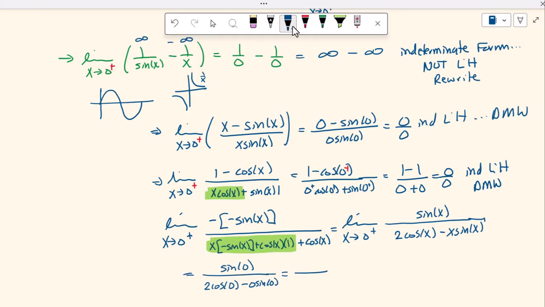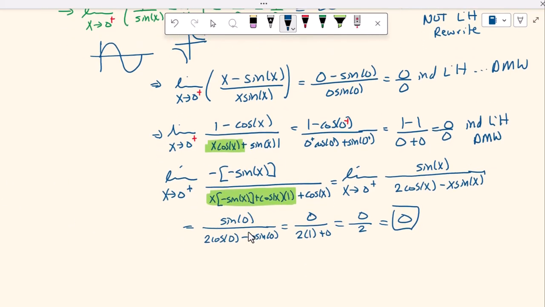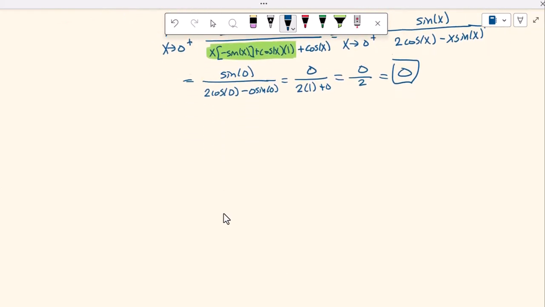So sine of 0 is 0. Cosine of 0 is 1. Sine of 0 is 0. So this is 0 over 2, which is 0. We're always getting zeros and ones, it seems like. Okay. So you can see that there's a little bit of calculus in here when we do the derivatives, but really it's a lot of simplification.